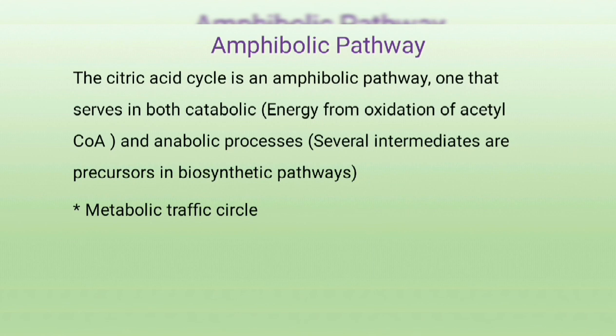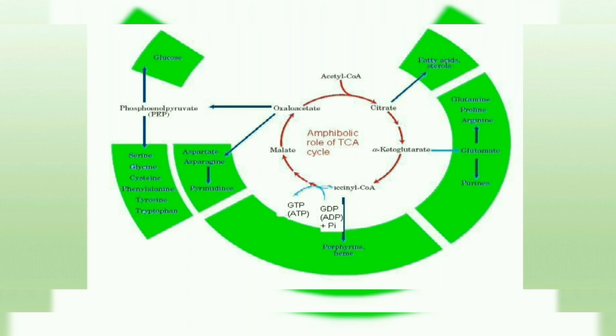It is also termed as metabolic traffic cycle. And here come the reactions which are happening in the amphibolic pathway. So the very first enzyme, citrate synthase, if it is being operated, there is an accumulation of the citrate molecule which may be converted into fatty acids and steroids. So when there is an accumulation of citrate in the TCA cycle, the citrate is diverted into the synthesis of other compounds. And we have the alpha ketoglutarate.